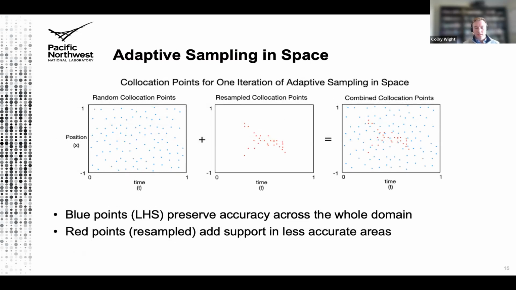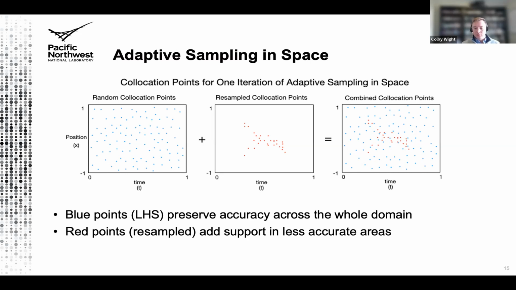So here's a visualization of what this method looked like. Again, these blue points on the left represent the static collocation points that were sampled across the entire domain of the problem. And the points in red represent the resampled points that were obtained by finding where the highest error was in the F network.